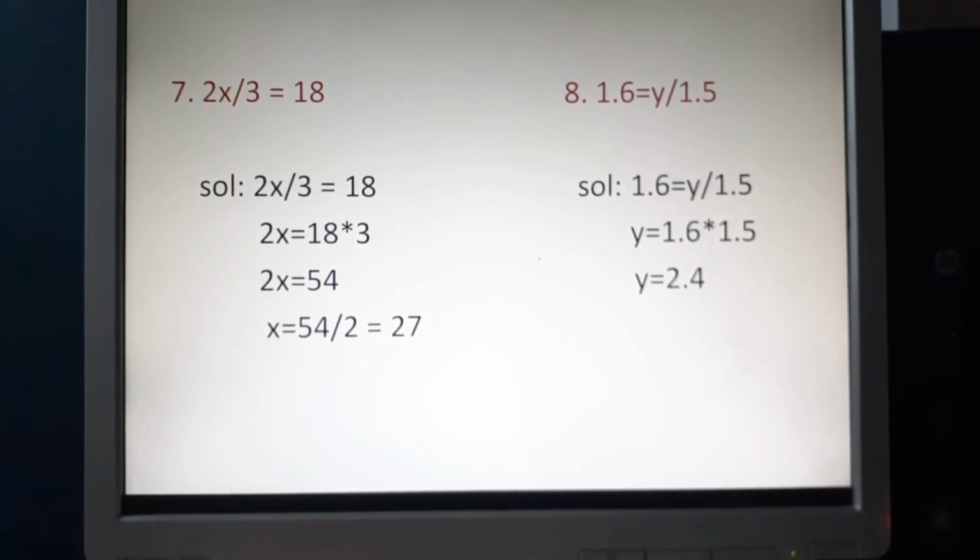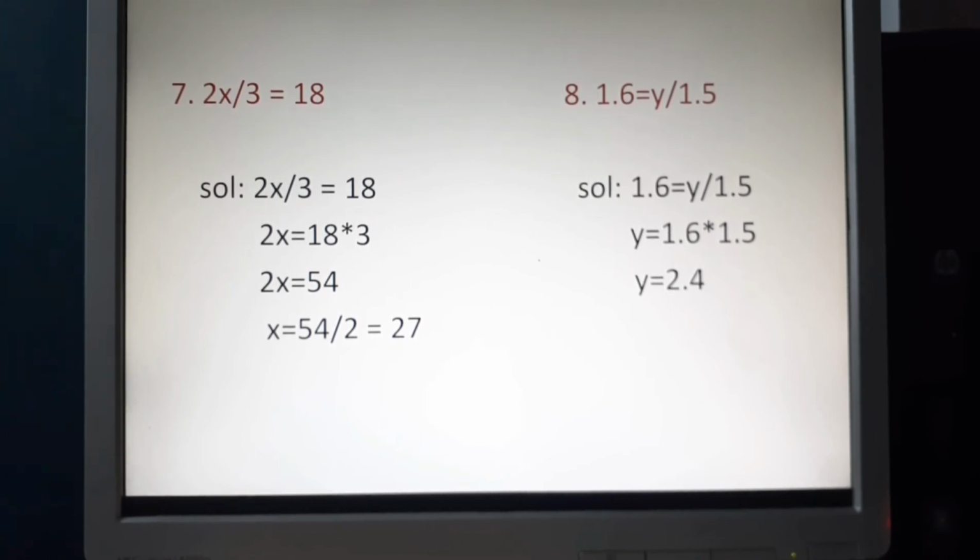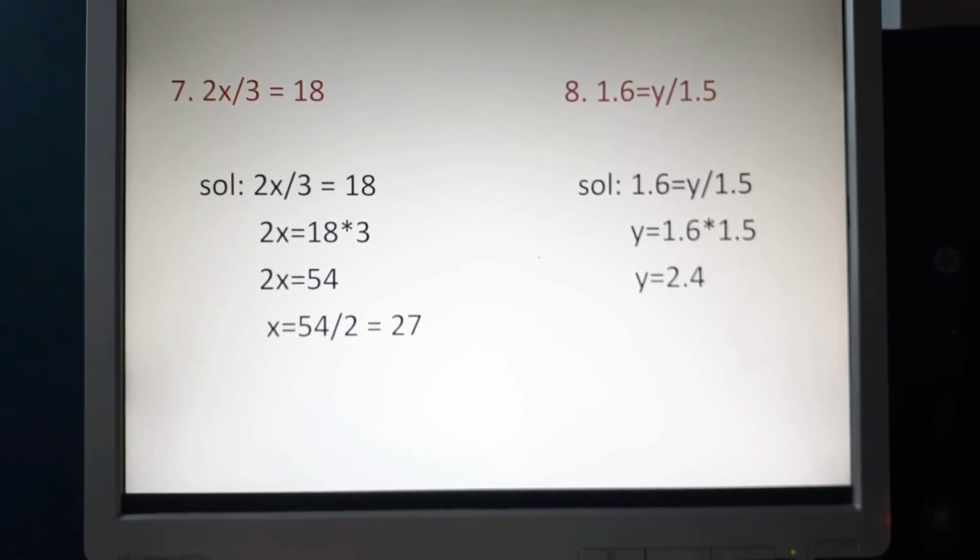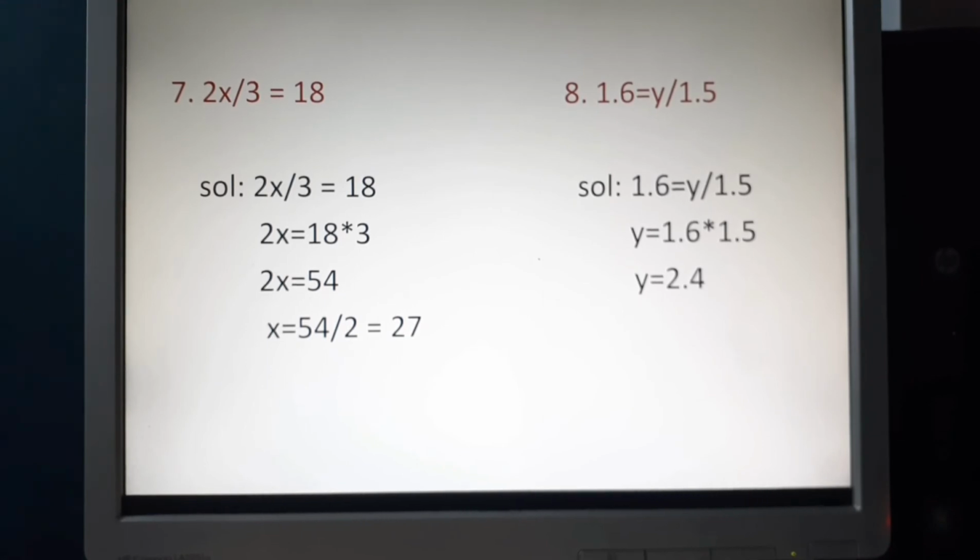1.6 is equal to y divided by 1.5. Here y is equal to 1.6 into 1.5. How is it possible? 1.5 comes this side. It comes under multiplication. So y is equal to 1.6 into 1.5. That is equal to 2.4. Here y is equal to 2.4.